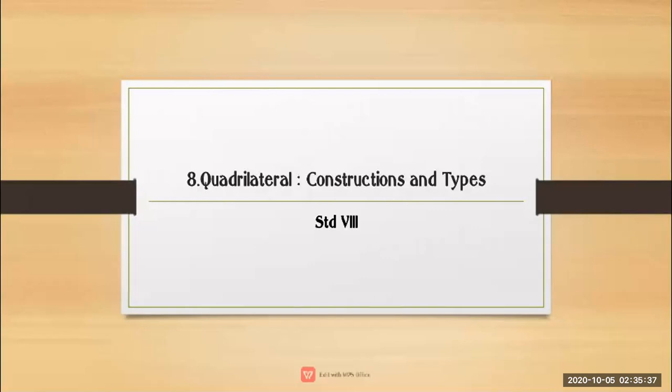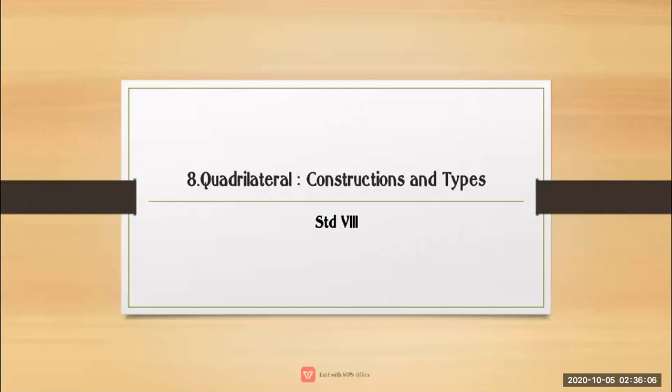Today we are going to learn a new chapter, that is chapter number 8, quadrilateral, construction and types. Now, what do you mean by quadrilateral? Quad means four and lateral means side. That is a quadrilateral. Quadrilateral means having four sides.